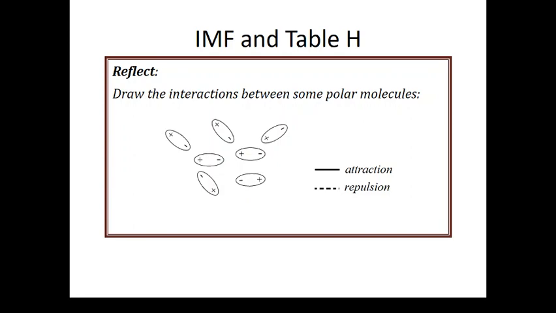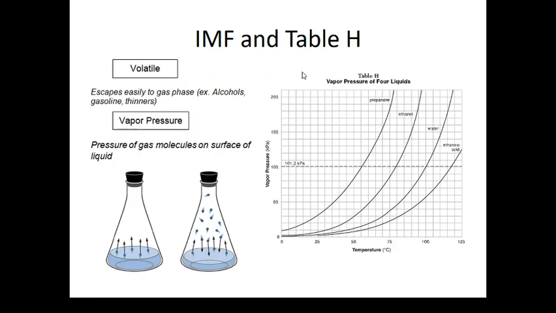Looking at the following, we're going to start comparing IMFs, intermolecular forces, with that of Table H in our reference table. What I want you to do is take a second and draw the interaction between some of the polar molecules and the other polar molecules. A straight line depicts attraction, while the dotted line represents repulsion. So when we look at IMFs and Table H, we have two terms that we have to talk about.